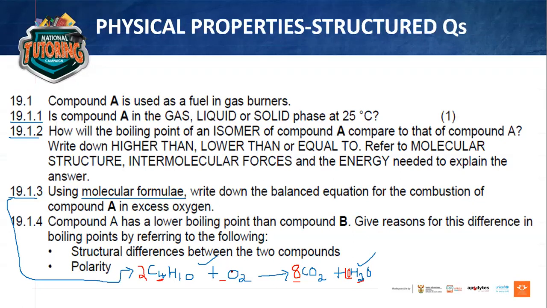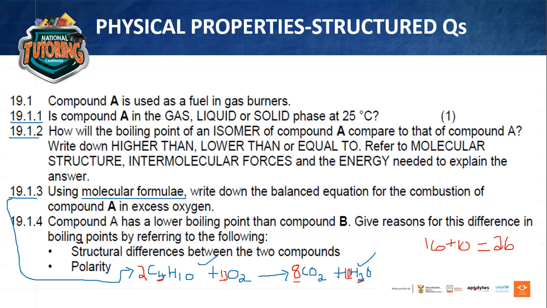Then for the oxygens, on the left-hand side, which is the reactants, I have 2. But on the right-hand side, I have 8 times 2, which is 16, plus 10 times 1, which is 10. In total, my oxygens in the product is 26. And therefore, I need to balance in the reactants. And to make this a 26, I'm going to put a 13. So 13 times 2 will give us 26. And it is balanced.